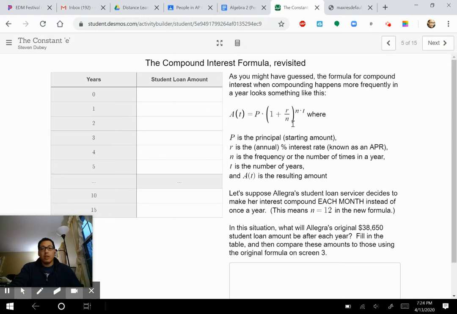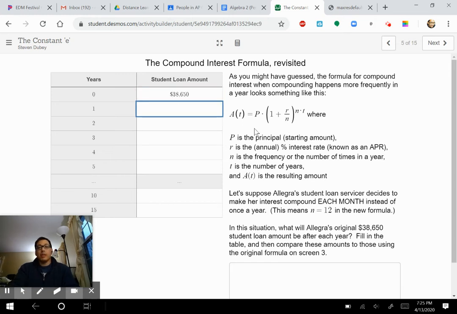So we did this month by month before, for up to 1 year. Now let's take it out to 10, 15 years. Let's suppose Allegro's student loan has interest that compounds each month, which is totally realistic, much more realistic than once a year. This means n equals 12 in the new formula. So how much will she owe after each year? Well, her principal amount isn't changing. Initially it's $38,650.